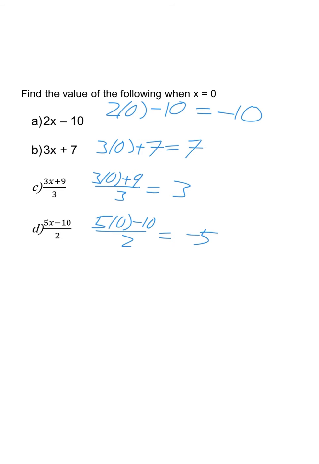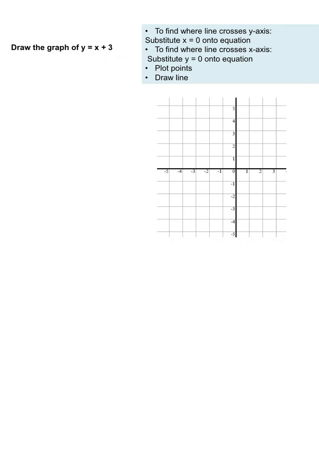So we're doing the exact same thing now when we need to draw a graph just using intercepts. The method is here on the right. To find where a line crosses the y-axis, you substitute x equals 0 into the equation. So let's put x equal to 0 into this equation. Replacing x with 0, we have y equals 0 plus 3. So y is equal to 3, and that coordinate will be (0, 3).